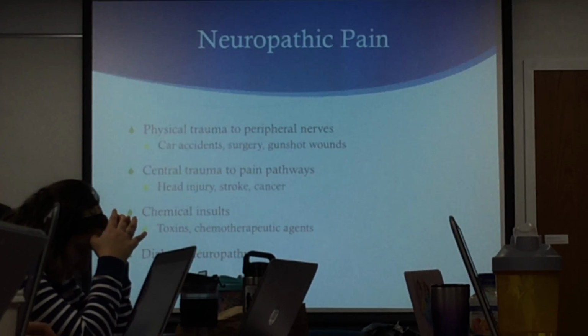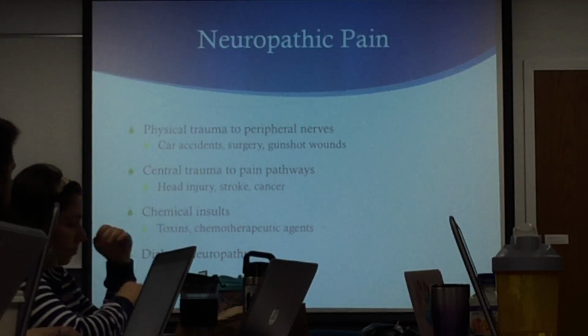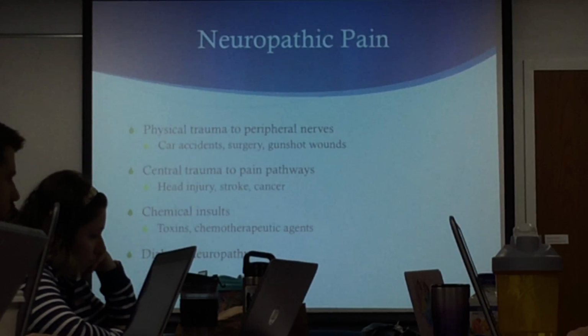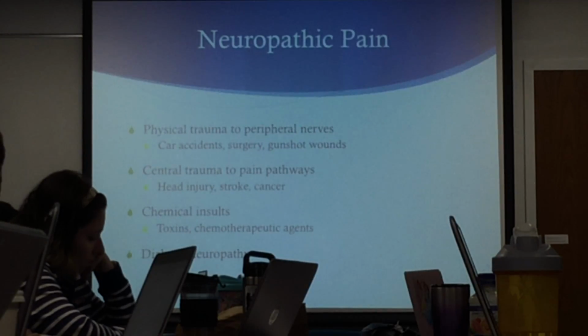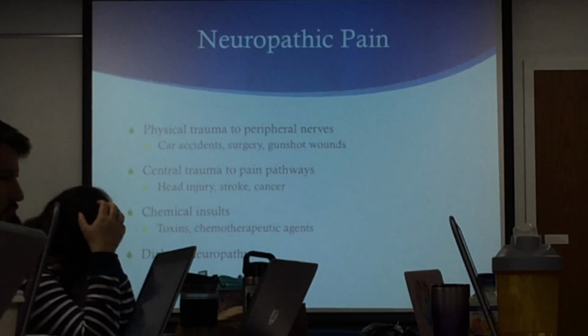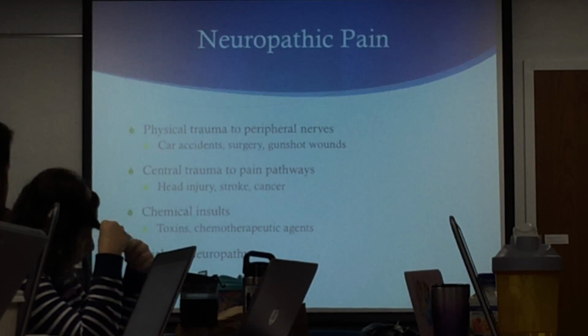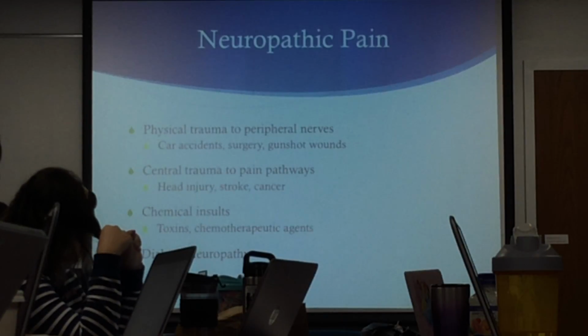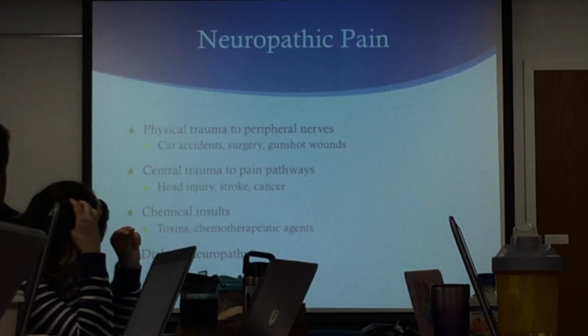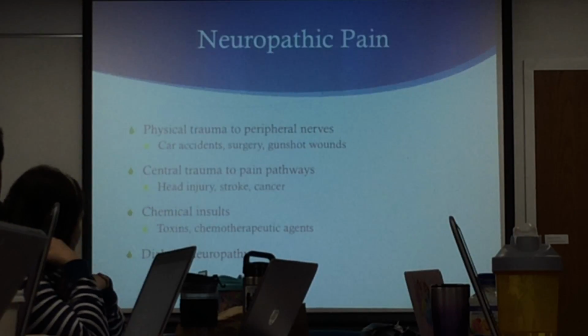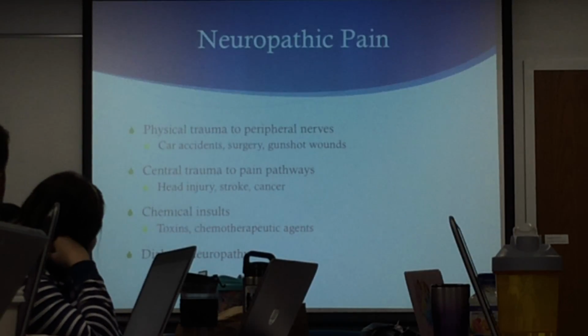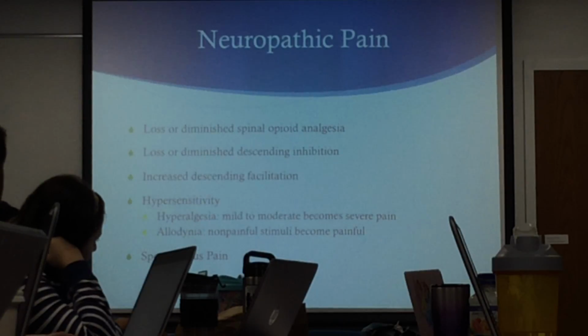You can also have central trauma, so head injury, stroke, or cancer in the nervous system can cause neuropathic pain syndromes. Then there are chemical insults, and the primary ones are certain chemotherapeutic agents that damage primary sensory afferents so that they start transmitting pain signals when they shouldn't. Then there are various disease states that cause neuropathic pain. Diabetic neuropathy is a big one, and HIV also damages nerves, resulting in nerve loss.